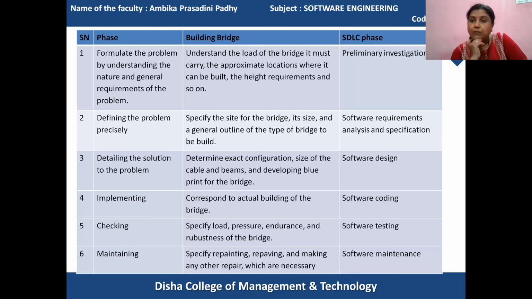Then we'll come to the designing after the requirements are properly identified and specified. By looking at the information present in the specification document, we'll start the software design process in case of software. Similarly, after the analyzed information, the designing process for the bridge will start, in which the configuration will be determined, the size of the cables and beams, and the blueprint for the bridge will be prepared. Got it? These are the design requirements for the bridge.